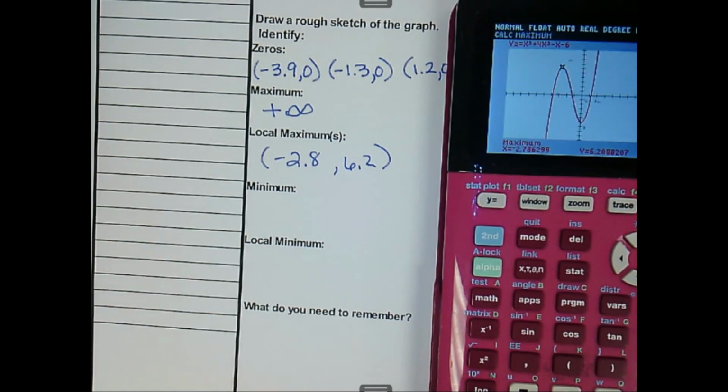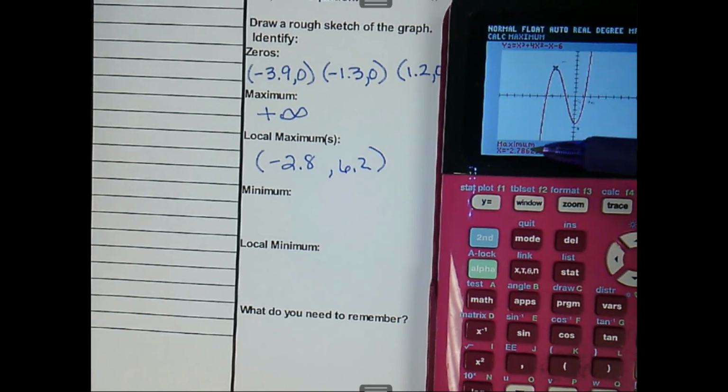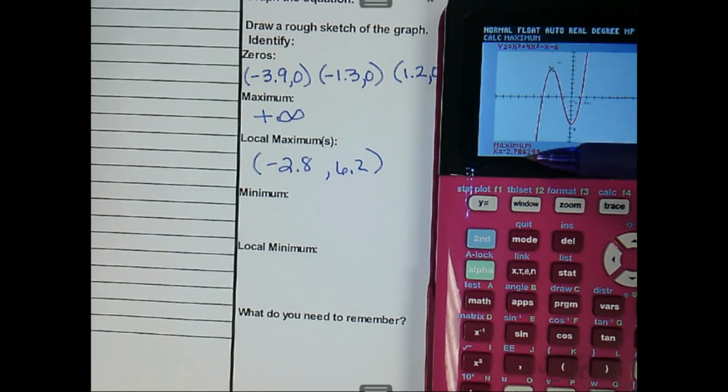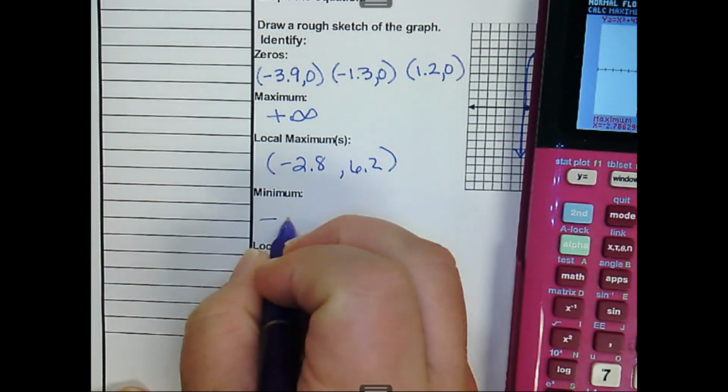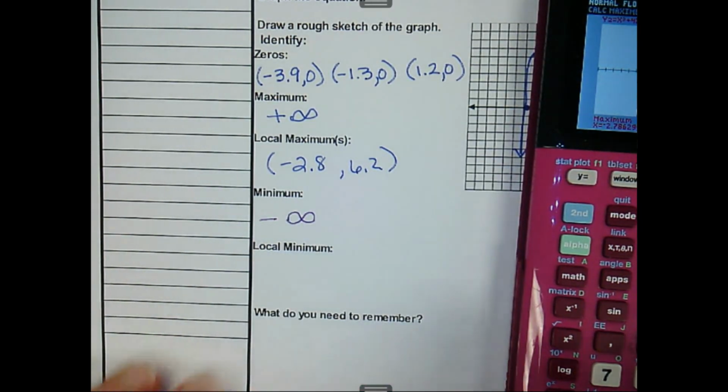Okay, let's look at our minimums now. Minimum is the smallest y coordinate. As you can see, it goes clear down to negative infinity. It's not going to stop. So my minimum will be negative infinity because it goes forever.